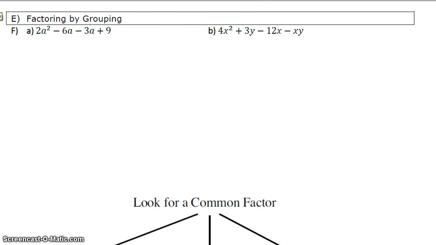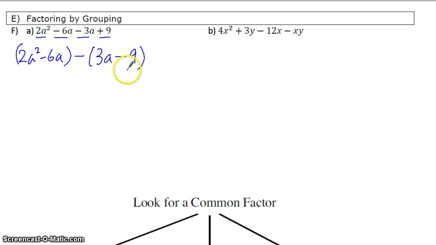Whenever you have four terms, this is what you're going to do. 1, 2, 3, 4. You group the first two together. You leave the sign in the middle. You group the last two together. Now, notice, before you group them, the terms are separate. One is negative 3a. The fourth term is plus 9.